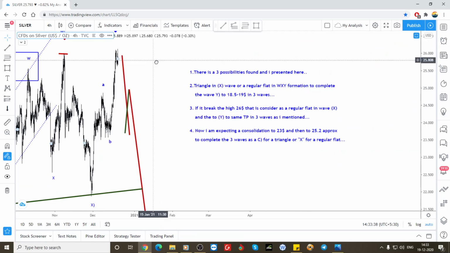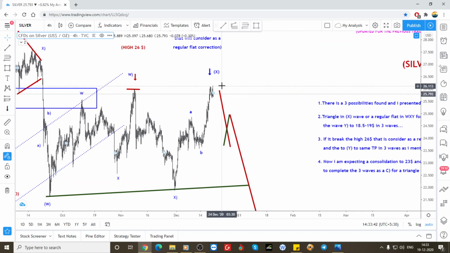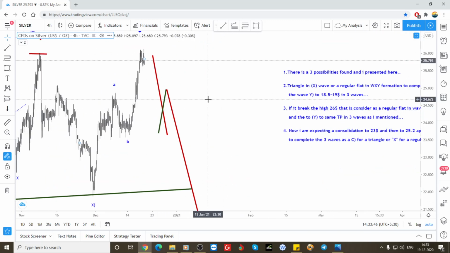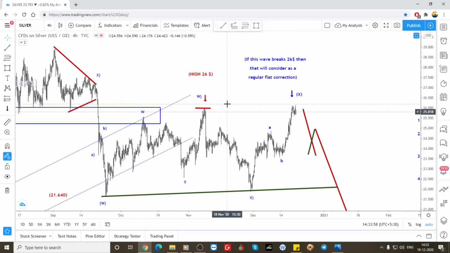And silver is also the same. As I said, it was maybe a triangle, but the triangle is now invalid because it has already broken the $26. What I did is I entered at 25,800 because I was expecting the triangle. So I entered short in this zone at 25,800. So here A, B, C is completed. So whether one more new high is also possible.